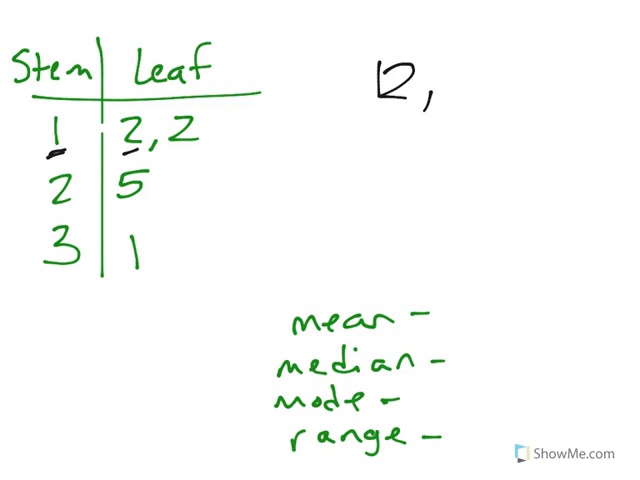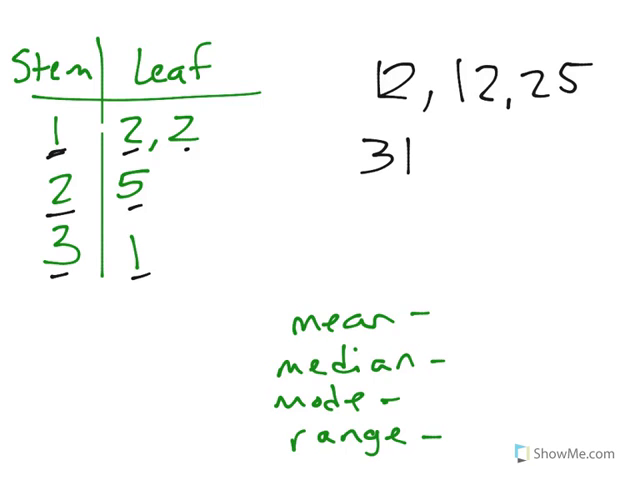Next one would also be 12. Next one would be 25, then 31. So all we're going to do is use that information to find mean, median, mode, and range. If you need help with mean, median, mode, and range, you can always go back and watch a mean, median, mode, and range video. I'll go over it briefly here, but I'm not going to focus on it.